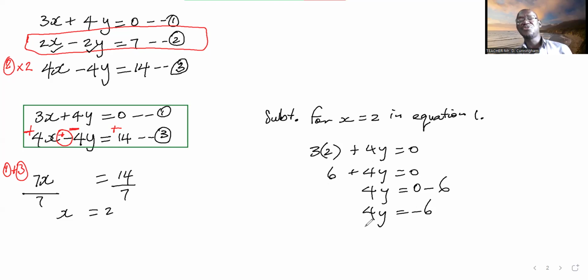I'm dividing throughout by what, Ezekiel? Ezekiel, I'm dividing by? Joshua, I'm dividing by? 4y equals negative 6. Joshua, I'm dividing by 4.